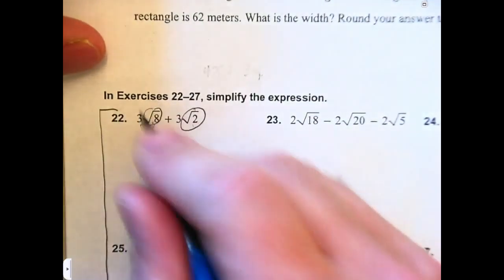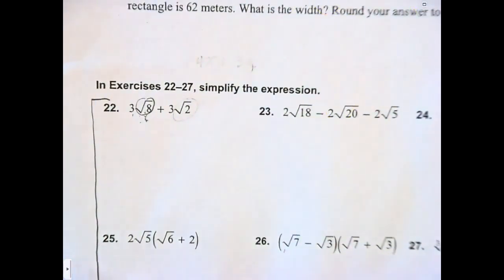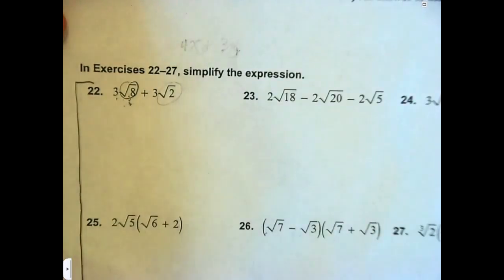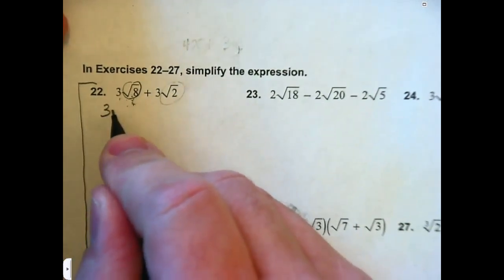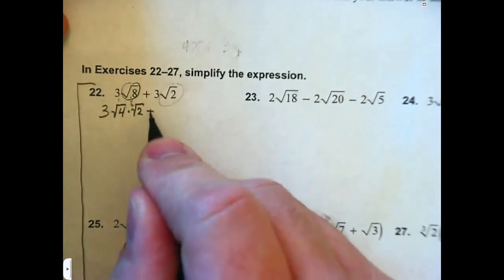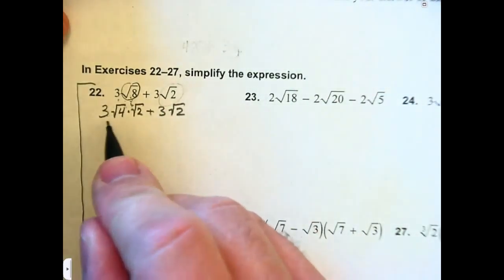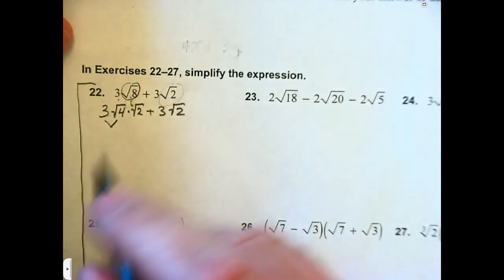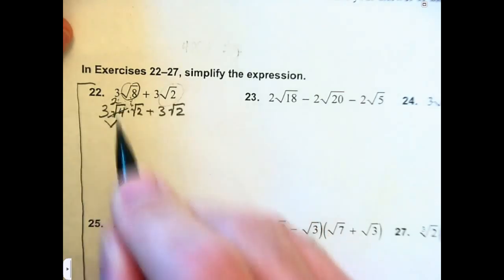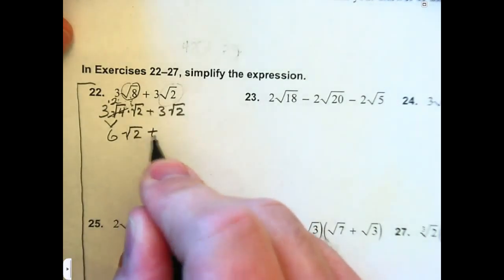4. Okay, I want everyone to simplify root 8 on your paper. What's it become? Okay, tell your neighbor what you got. Three root 4 times root 2 plus 3 root 2. This part's still the same. What's 3 and root 4 make? What is root 4? 2. So what does it make? It makes 6. 3 times 2 is 6. Root 2 plus 3 root 2.